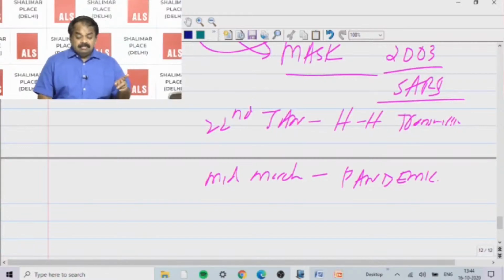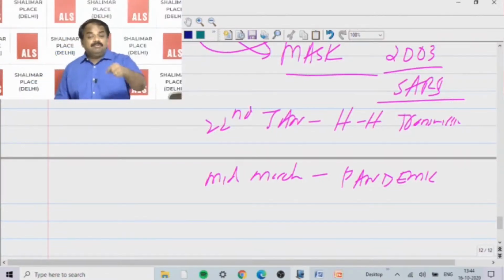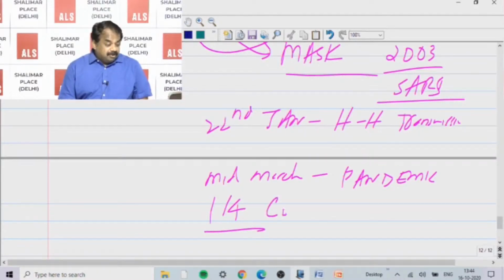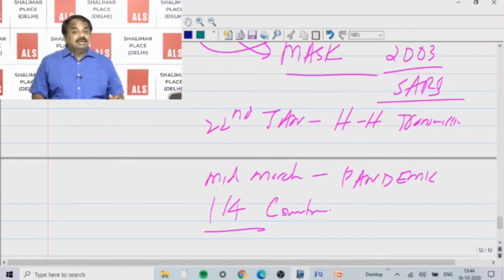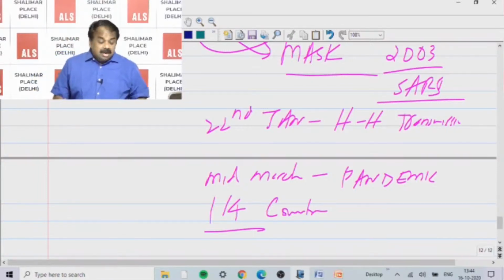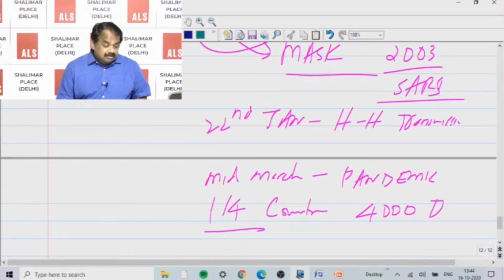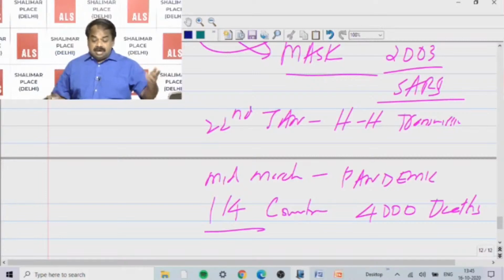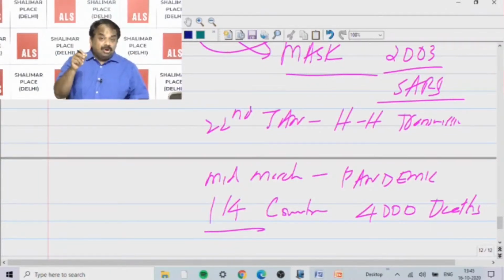By this time, 114 countries already had one or other patient. It is too late for WHO to declare a pandemic. By the time WHO declared a pandemic, 114 countries already had at least one patient, and at least 4,000 deaths had already occurred. After 4,000 deaths and the disease being reported in 114 countries, WHO finally said that it is a pandemic. In fact, even the first known case in the US was only on 21st February.